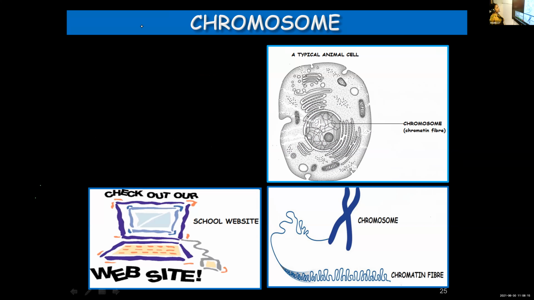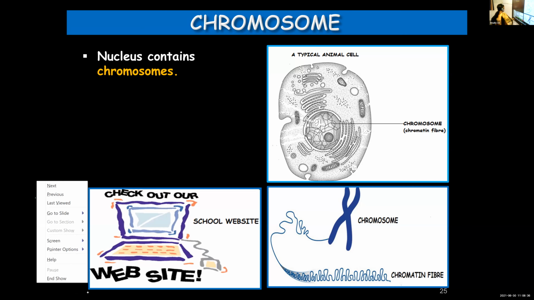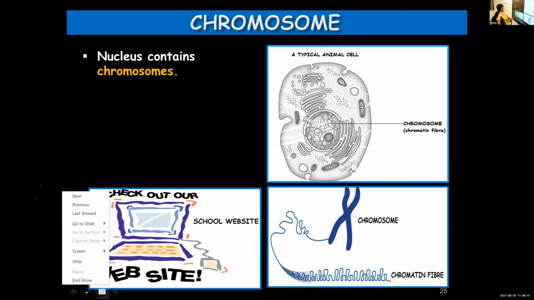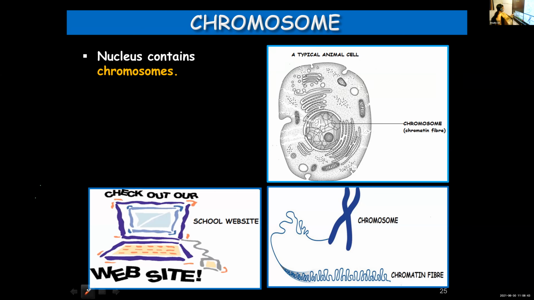Okay, no problem, Isha. See, where do you find chromosome, children? Where do you find chromosome? The nucleus. Inside the nucleus. So let's see more about chromosome. Nucleus contains chromosomes. See in that picture, you can find so many thread-like structures. Several thread-like structures are found inside the nucleus.